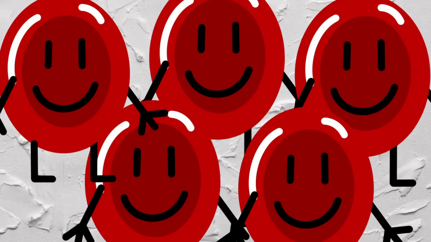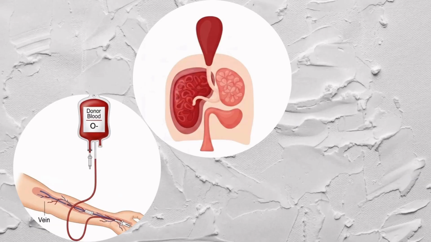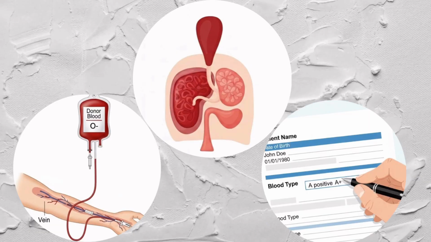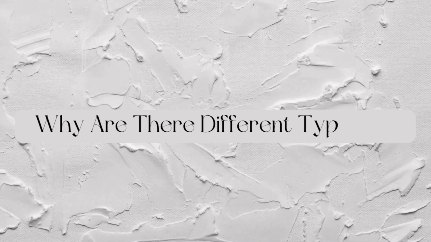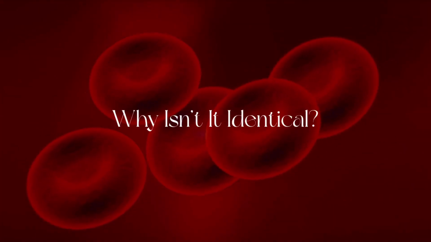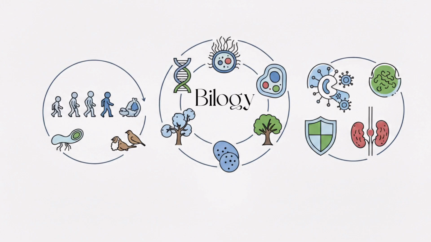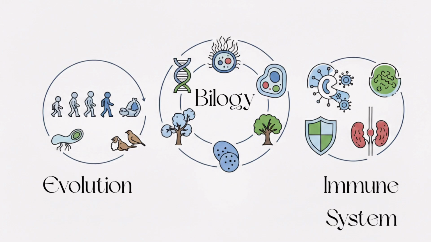Most of us only hear about blood types when there's talk of transfusions or donations, when we need an organ transplant, when we're filling out medical forms, and we're told, this blood is compatible, that one isn't. But rarely do we ask, why are there different types at all? If blood does the same job in everyone, carrying oxygen and nutrients, why isn't it identical? The answer is hidden in biology, evolution, and the immune system.